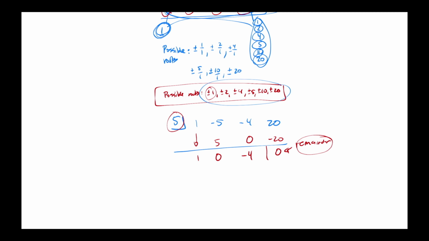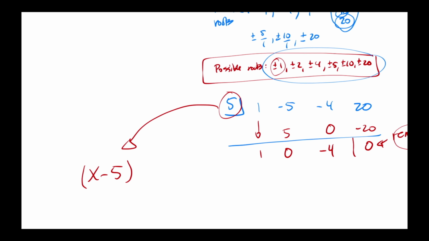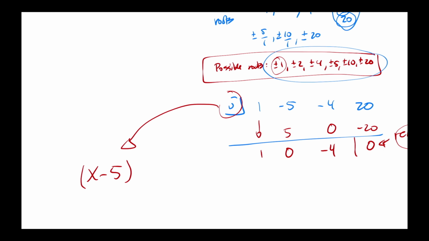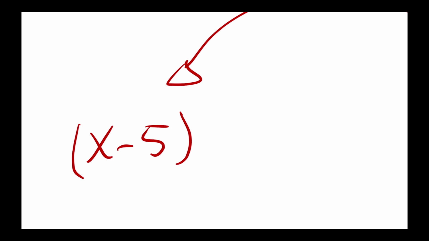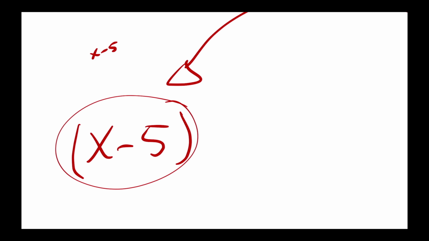And remember, a root comes from making a binomial 0. So 5 turns into x minus 5. That's what that is when I divide by 5. That comes from the binomial x minus 5, because since 5's a root, 5 means x equals 5. That means I hit the x-axis at 5. When I set this equal to 0, I get x equals 5, right? x minus 5 equals 0. If I add 5 to both sides, x equals 5. That's how I get my root. So it comes from the binomial x minus 5.